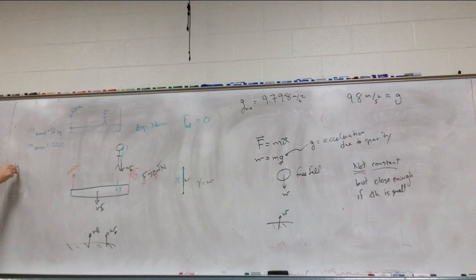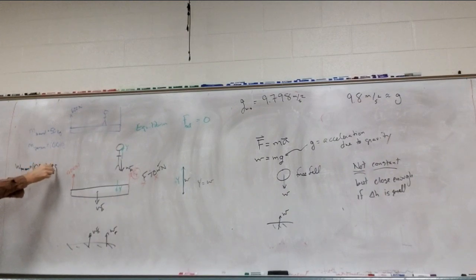And so the weight of the person is going to be the mass, 100 kilograms, times the generic value.